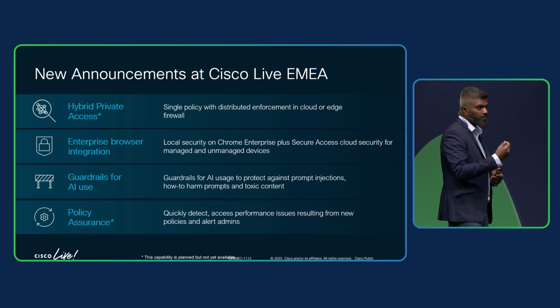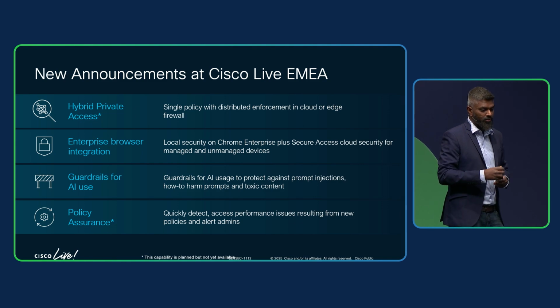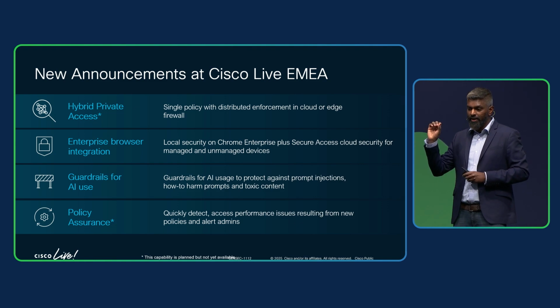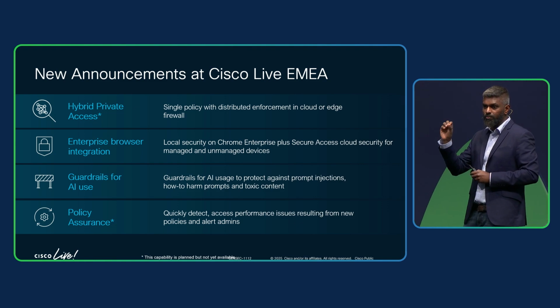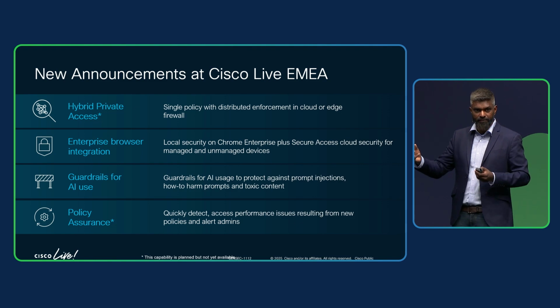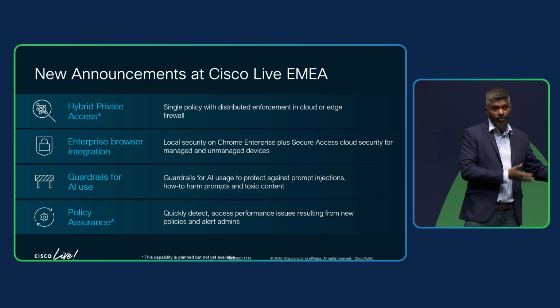And then the last one is policy assurance. What this allows us to do is quickly detect and figure out, hey, if I'm going to push a new policy, what is the net effect of that policy? Am I going to inadvertently take some people off the network and things like that, right?